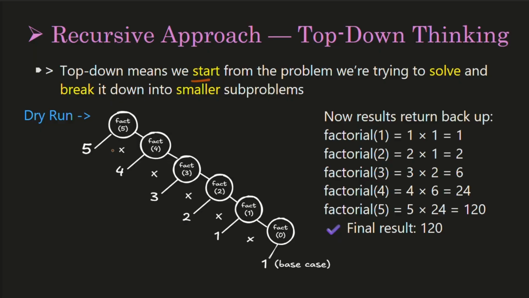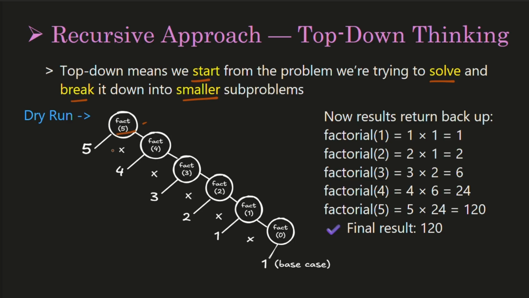Top-down means we start from the problem we're trying to solve and break it down into smaller subproblems. If I ask, what's factorial of 5? The computer says, I don't know that yet. But if you give me factorial of 4, I'll multiply it by 5. Let's dry run this step by step.